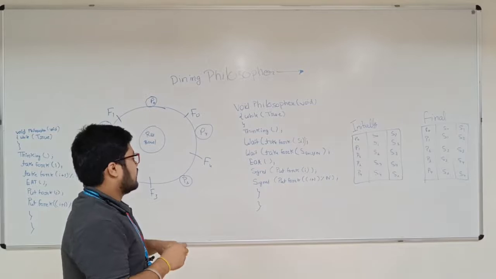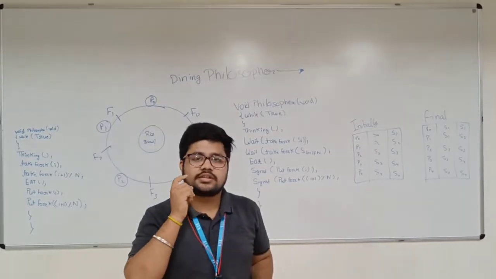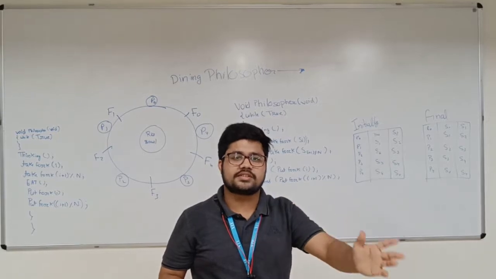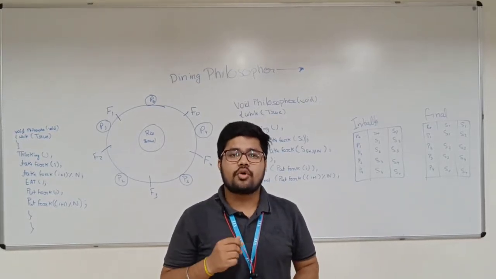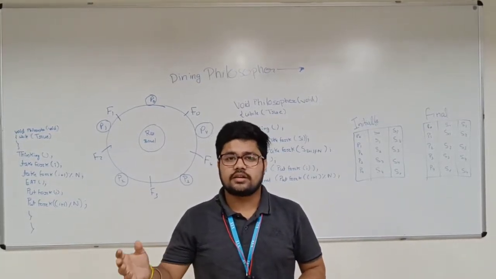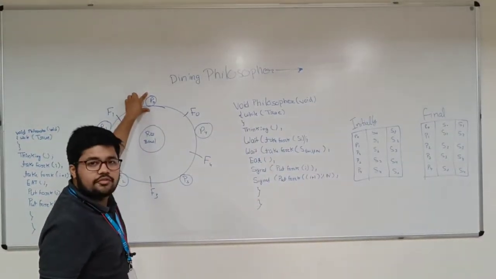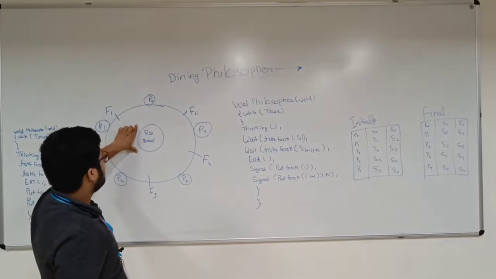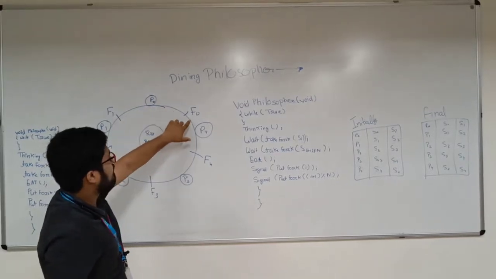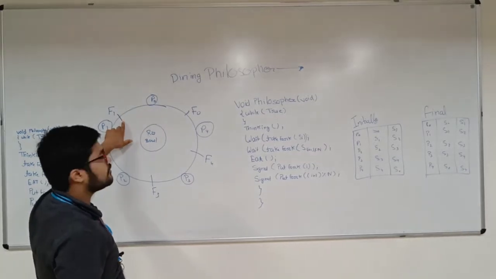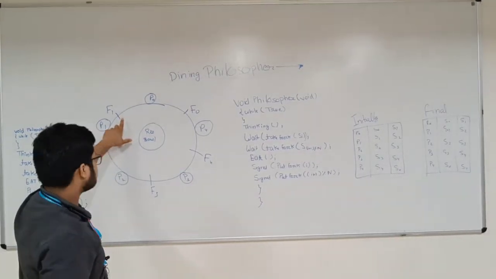The constraint of this problem is that the philosopher first has to take his left-hand side fork. After that, he has to take the right-hand side fork. If P0 wants to eat the rice from the rice bowl, first he has to take the fork on his left, that is F0. After that only he can take fork number 1, that is F1.